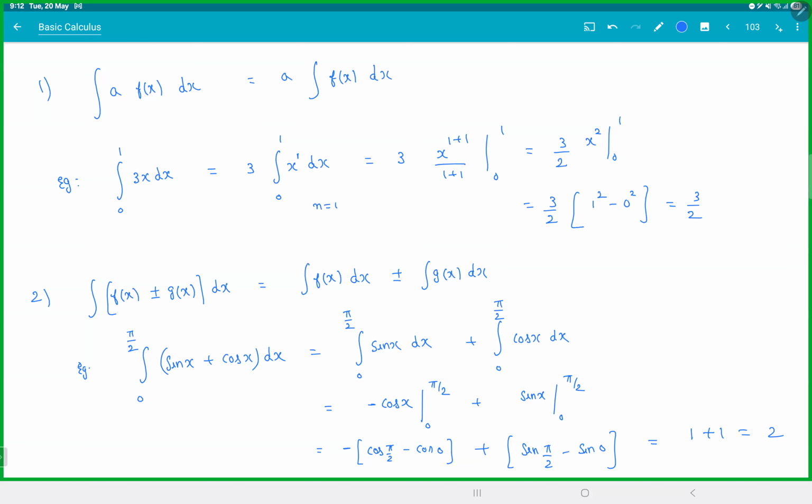When we differentiate f of g of x, then it is equivalent to... and that is for differentiation, Srihari. You can't do this for integration. There is nothing like that.